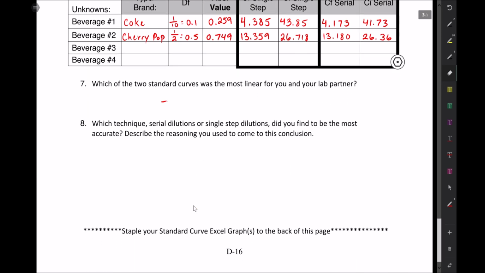Now 7 and 8 is up to you guys. It's answering questions based on your personal lab, so I'll let you guys go ahead and do that. The beginning of lab on Thursday, turn in the final copy of this along with printouts of your Excel graphs, and I will see you tomorrow morning.